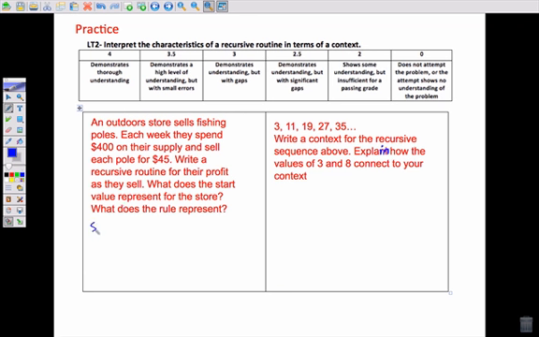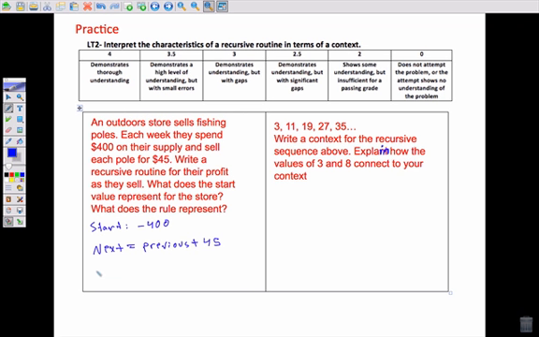So our recursive routine, we're going to start at -400. Our rule, our next, the previous plus 45. So we start at -400. They've spent $400 on all their supply. For each fishing pole that they sell, they gain $45. So that's why we have this plus 45.